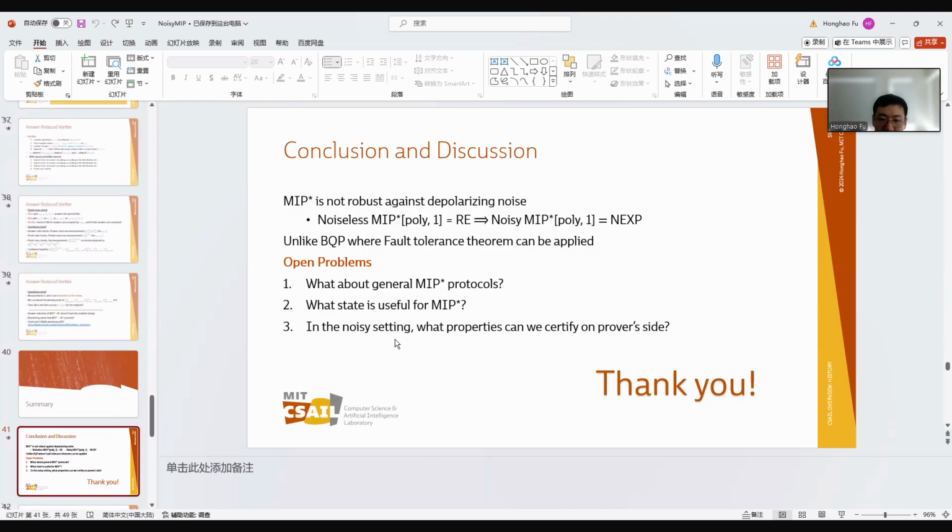So general just means, general MIP style is defined with poly many provers, poly rounds, and poly length questions, and I mean those kinds of protocols. Our bound is only limited to constant length, 2 provers, 1 round, and we are thinking whether we can generalize our technique to deal with more general situations.